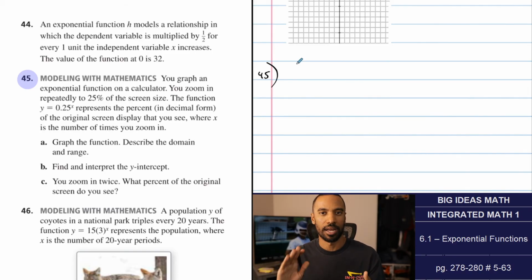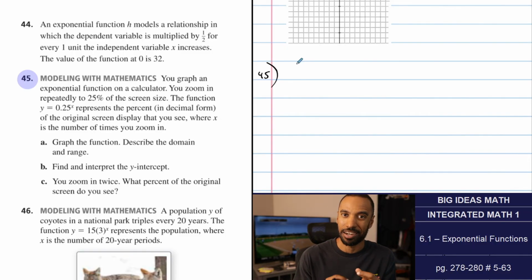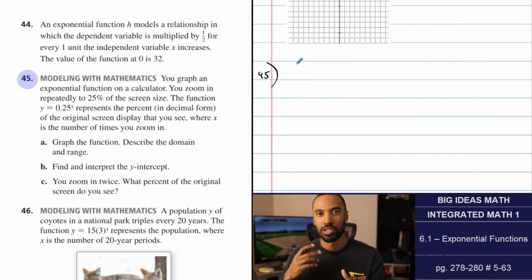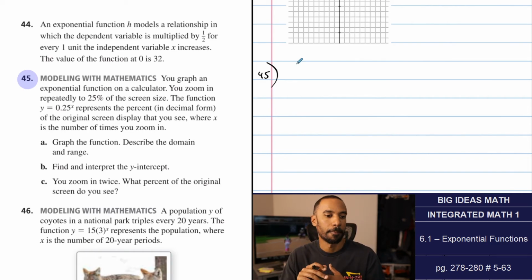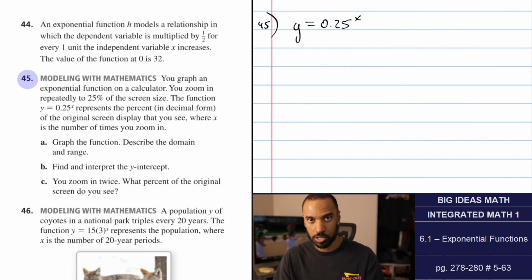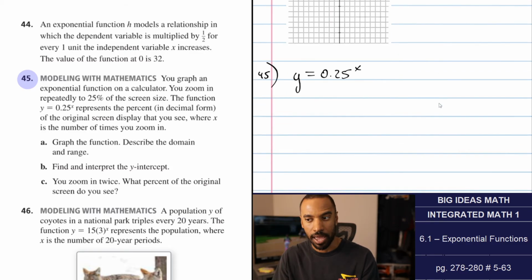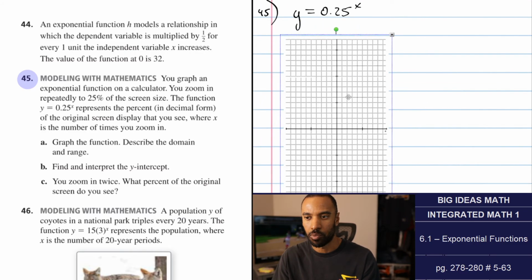So if I zoom in once, I become 25% of what I was screen size wise. If I zoom in twice, it's 25% of that previous one. 25%, 25%. That's how that's working out. It says graph the function, describe the domain and range. So we have y equals 0.25 to the x power. That's also 1/4 to the x power, and I'm going to state that one out loud as opposed to actually rewriting it.